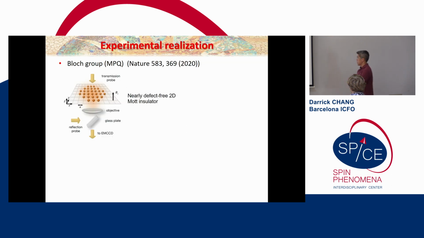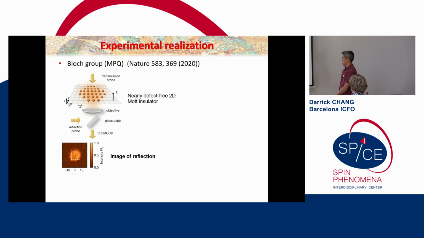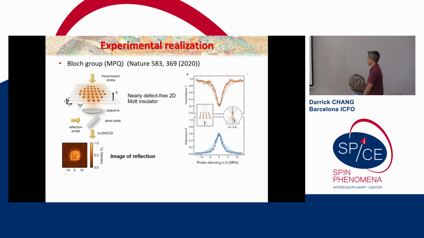So this has actually been experimentally observed in Emmanuel Bloch's group at MPQ. Basically, what they do is they create a Mott insulator of atoms in an optical lattice. So it's essentially a defect-free 2D array. And then they can just do a simple optics experiment where they shine in near resonant light. They have a CCD detector to measure the reflected field. And you really see a high reflection exactly where this Mott insulator is sitting.